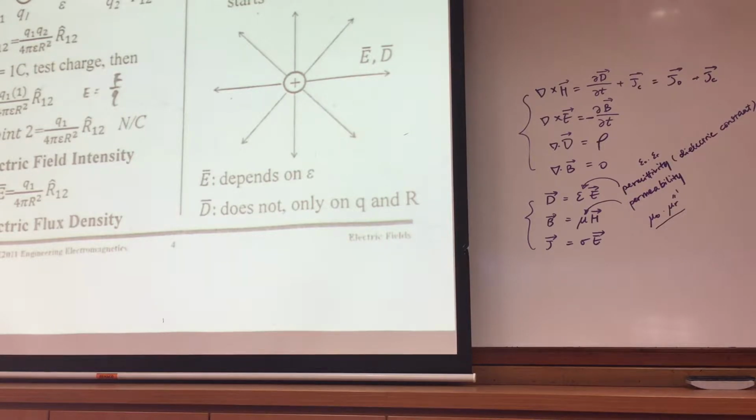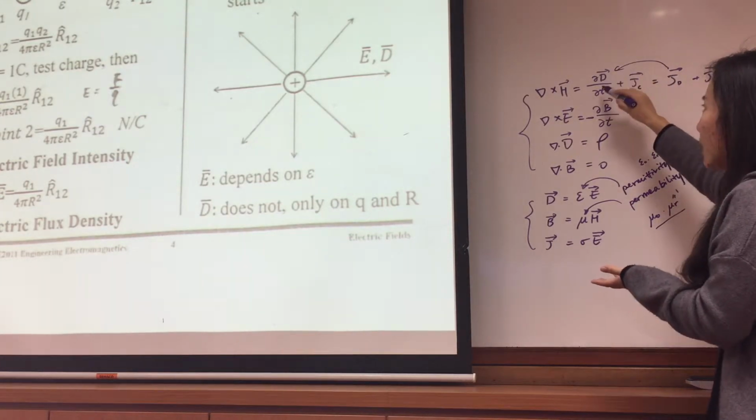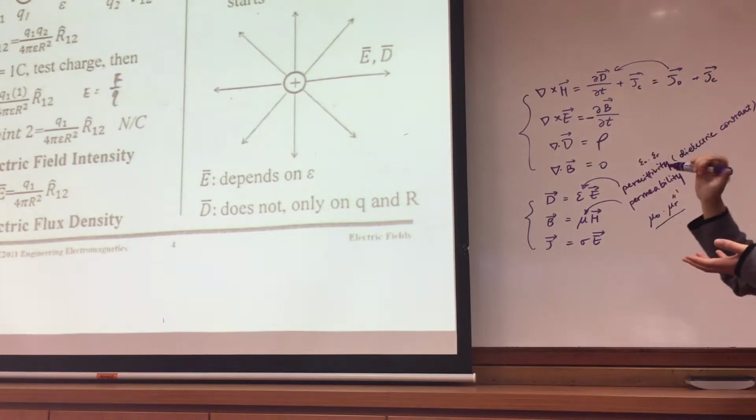Electric charges cannot just jump from one part to another, right? That is the reason why we introduced JD, this kind of concept, to explain this phenomenon. So we call it displacement current. Displacement current is equal to the partial D over partial T. Okay?